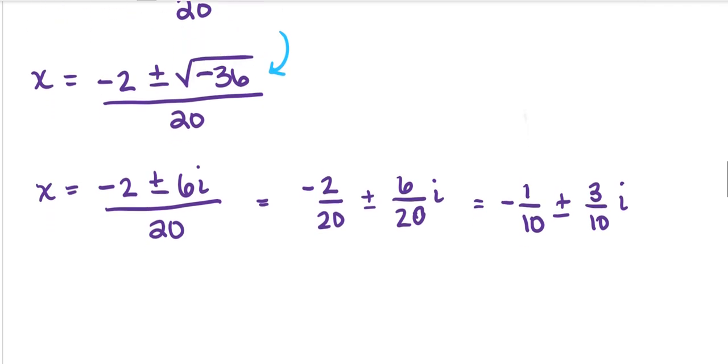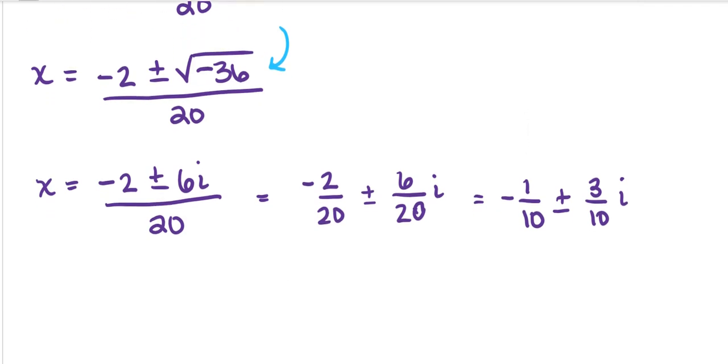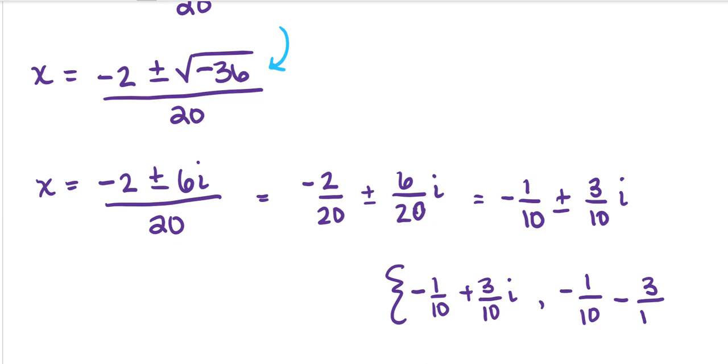So again, we have two solutions. We have two complex solutions because our discriminant, negative 36, is obviously negative. So our two solutions are negative 1/10 plus 3/10 i and negative 1/10 minus 3/10 i. So two complex solutions to this one.